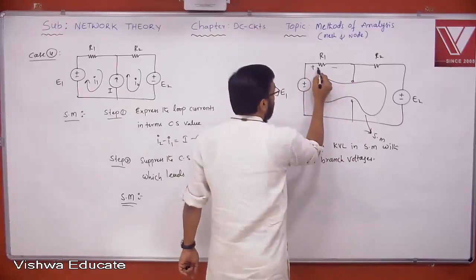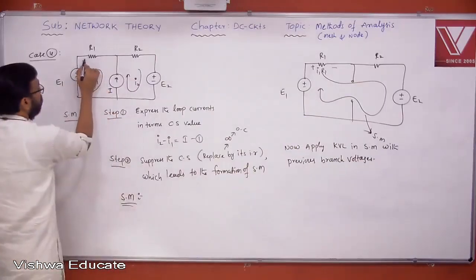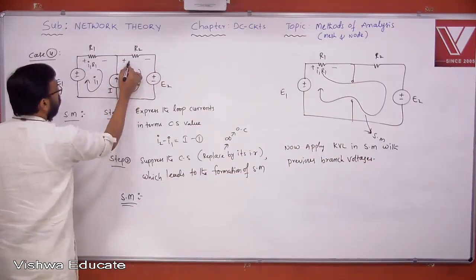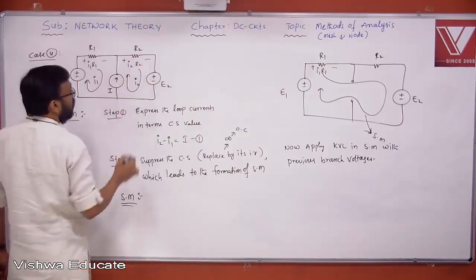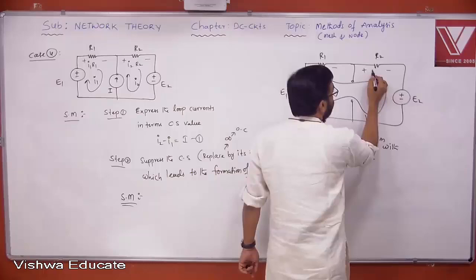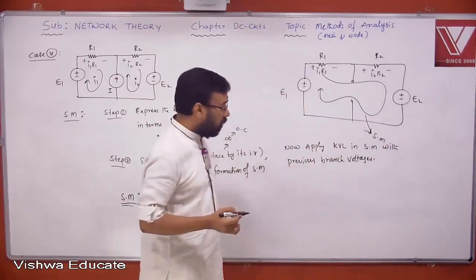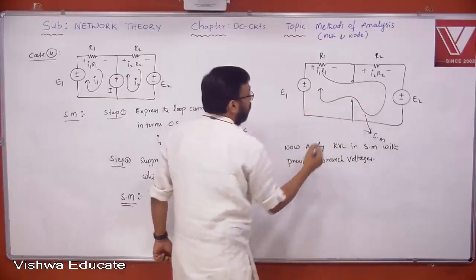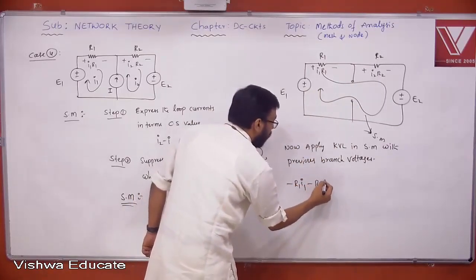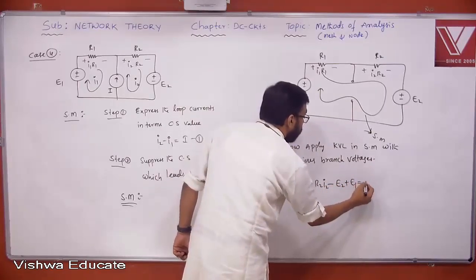Plus minus I1 R1, yes or no? Because what was the branch voltage here? I1 R1. Here I2 R2. Yes or no? Similarly, here also plus minus I2 R2. I1 R1, I2 R2. Yes or no? Now let us apply KVL in this. Minus R1 I1 minus R2 I2 minus E2 plus E1 is equal to 0.